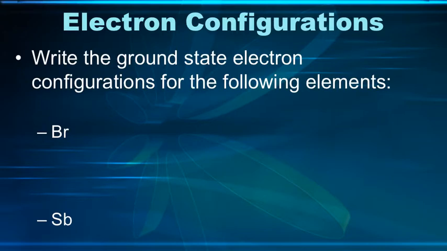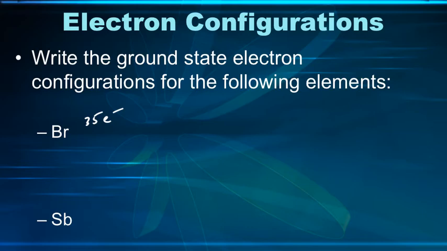Okay, so I'm going to do a couple of these with you, and then I want you to try a couple of them on your own. We're going to call this the ground state electron configuration, where we write everything out from 1s all the way to the very last electron. Let's start with bromine. Bromine is element 35, right? A neutral atom of bromine is going to have 35 electrons.